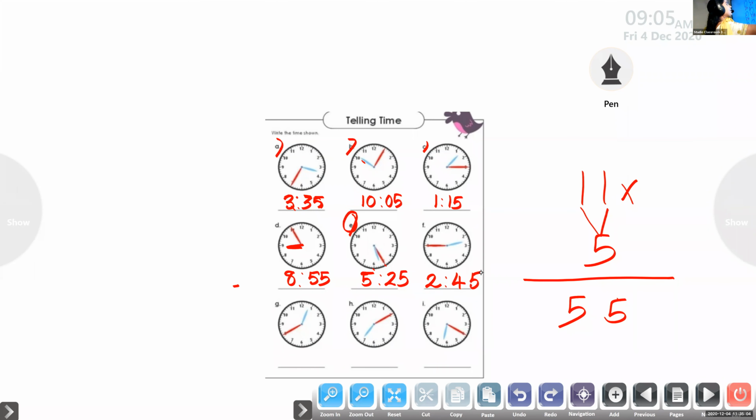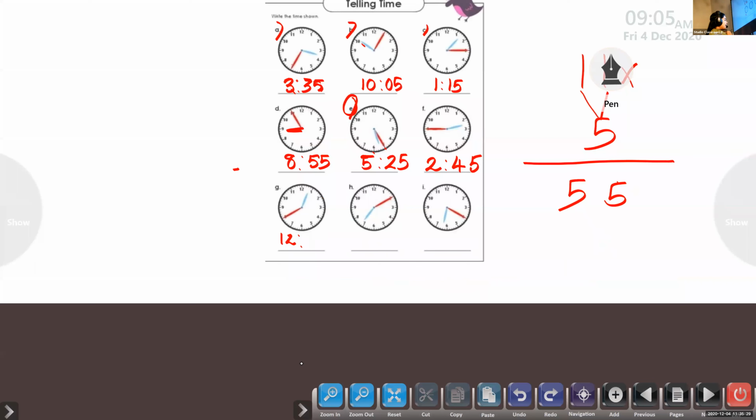Now, Niranjan, please unmute. You can mute your audio, dear. Next question. Our hand's position is between 12 and 1. So, how many hours? 12 hours. And the minute hand's position is on 8. So, how many minutes? 8 into 5, 40. Very good.